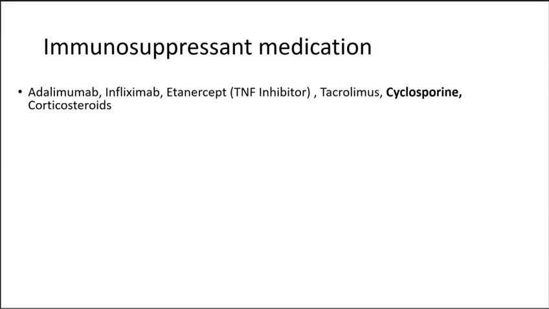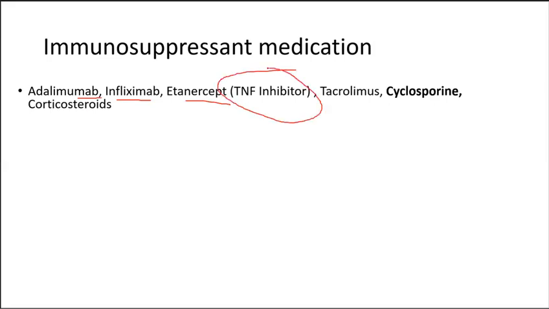So what are examples of our immunosuppressant medications? We have Adalimumab, Infliximab, and Etanercept. So these are your TNF inhibitors. They are called TNF inhibitors, tumor necrosis factor inhibitors. So your Adalimumab, Infliximab, and Etanercept. Those are our TNF inhibitors.